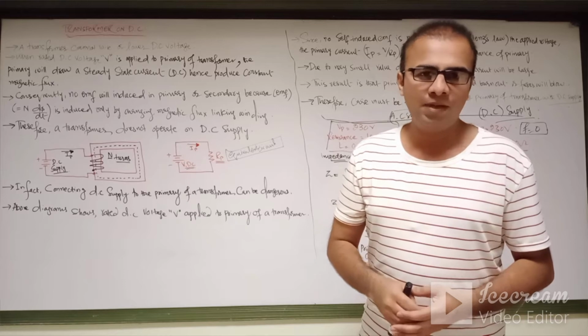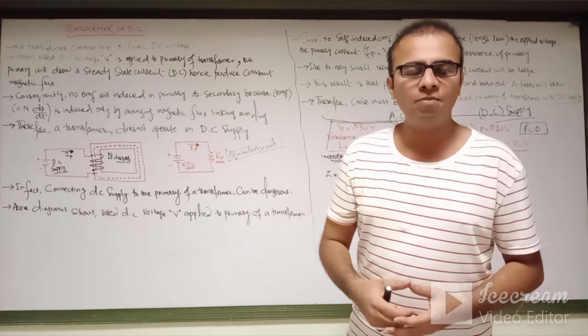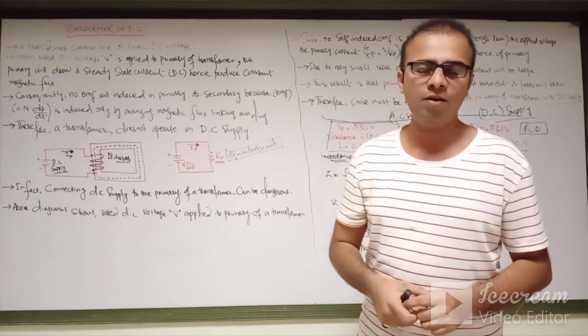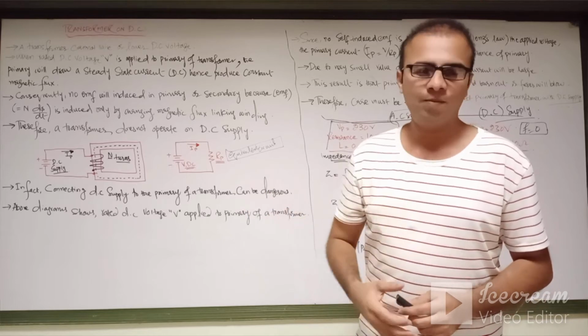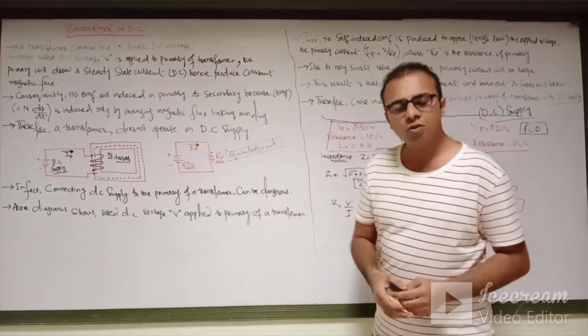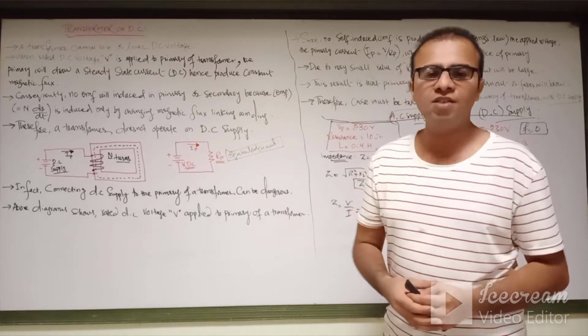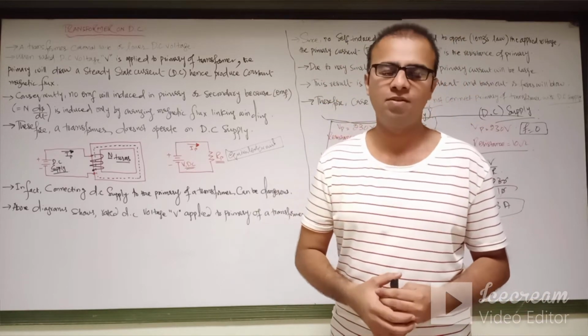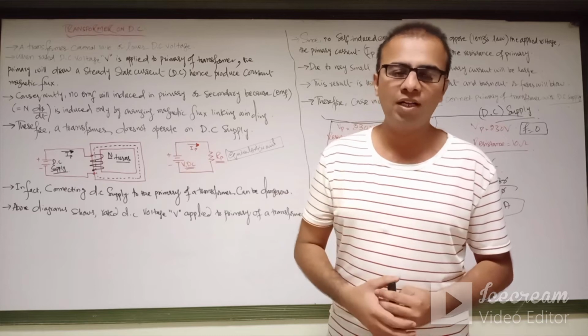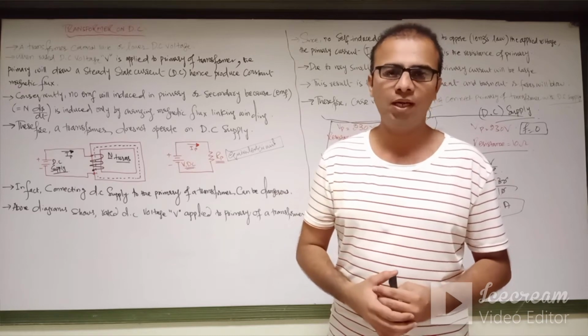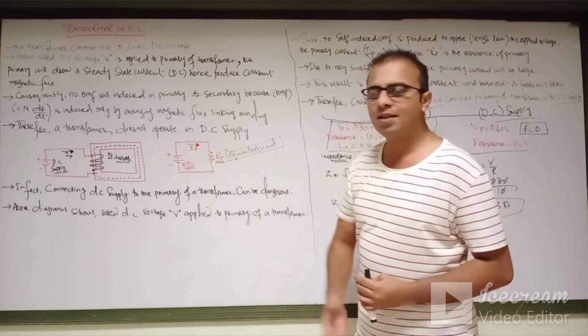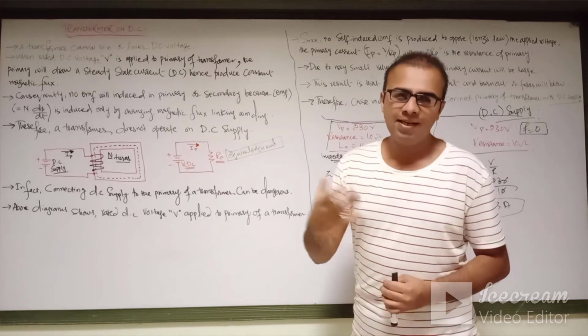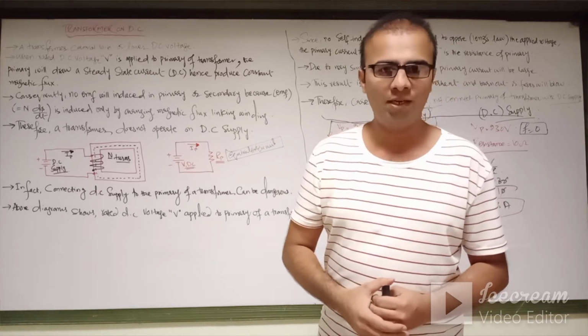Today's lecture is related to the transformer connected with the DC supply. We are going to analyze the behavior of the transformer when connected with the DC supply. As you know, the working principle of the transformer depends totally on the law of electromagnetic induction. The transformer has two coils, the primary coil and the secondary coil.